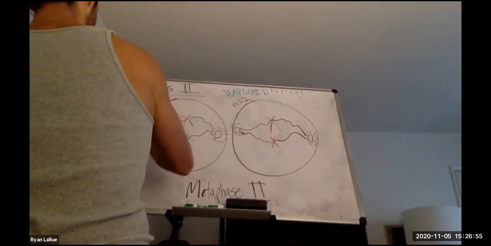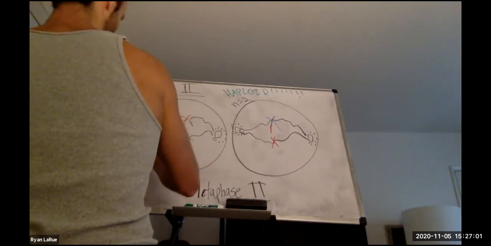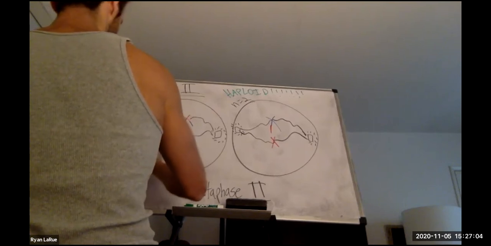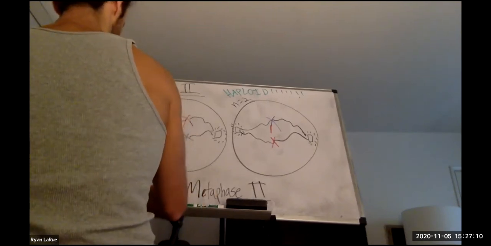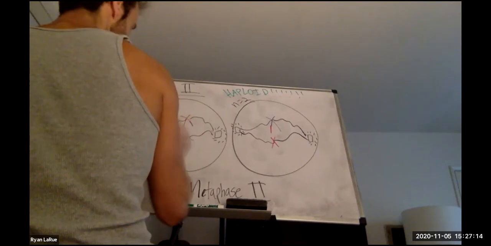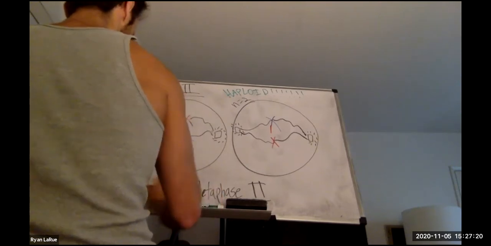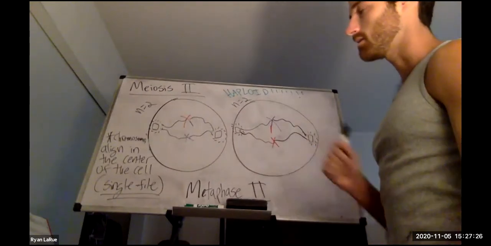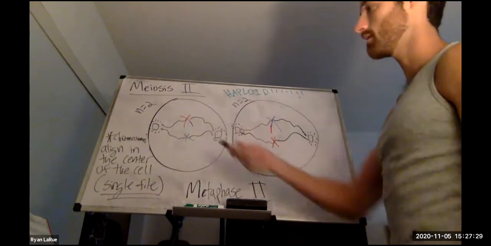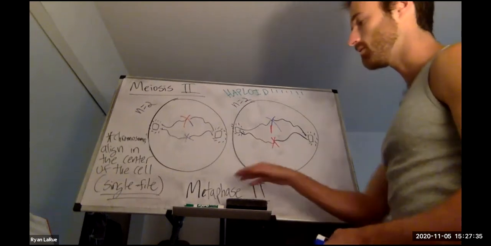So let's write: chromosomes align in the center of the cell. I should have written chromosomes align single file in the center of the cell, but let's just write that in parentheses here, single file. We can underline it. Chromosomes align in the center of the cell, single file. Like this. They're not side by side this time. That's just like how they line up in metaphase of mitosis.